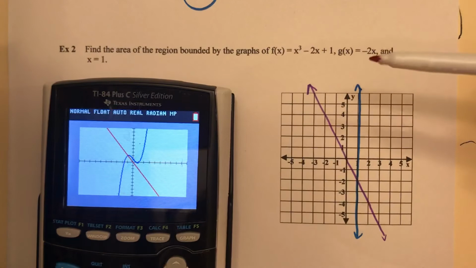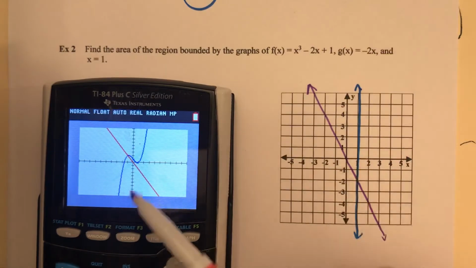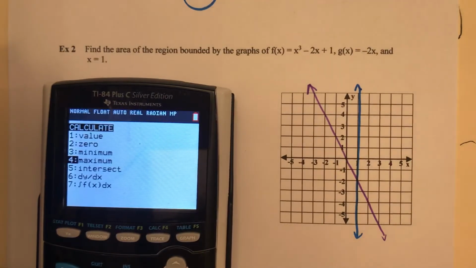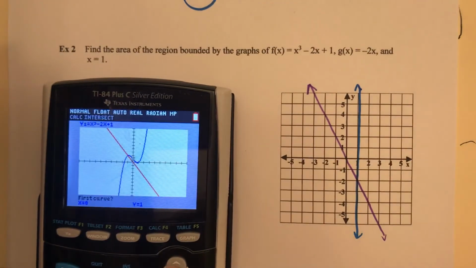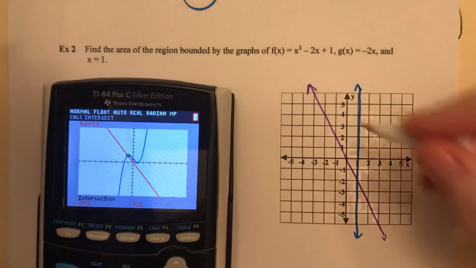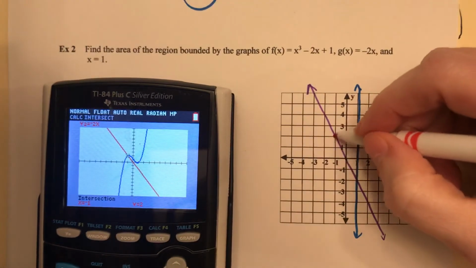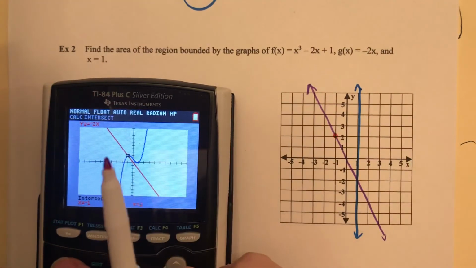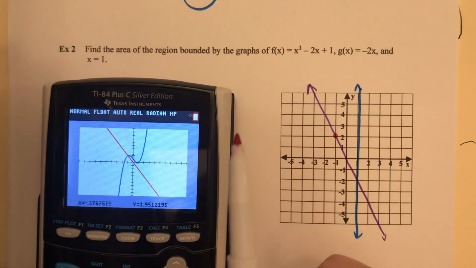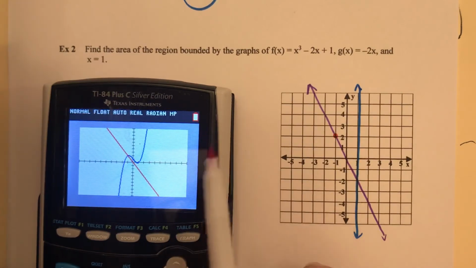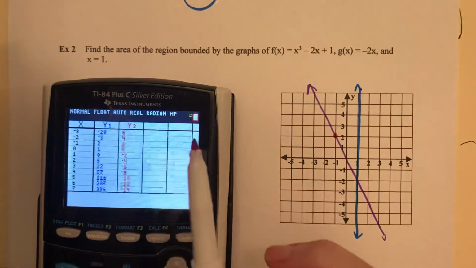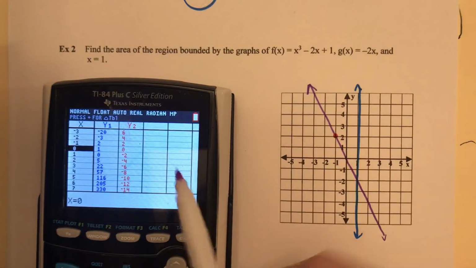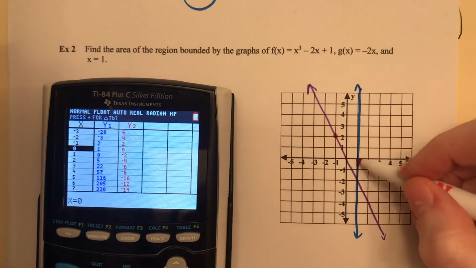Now, before I sketch this, I'm just going to make sure I can see where they cross. So I'm going to do my second trace intersect, see where these lines cross. I'm going to go between the blue and the red. And, oh, a nice point. It crosses at -1, 2. So I'm going to plot that. And let's see, I'm going to see if this touches down right at 1. I'm going to use my table. Probably be the fastest way. So, yep, it crosses at 1, 0.